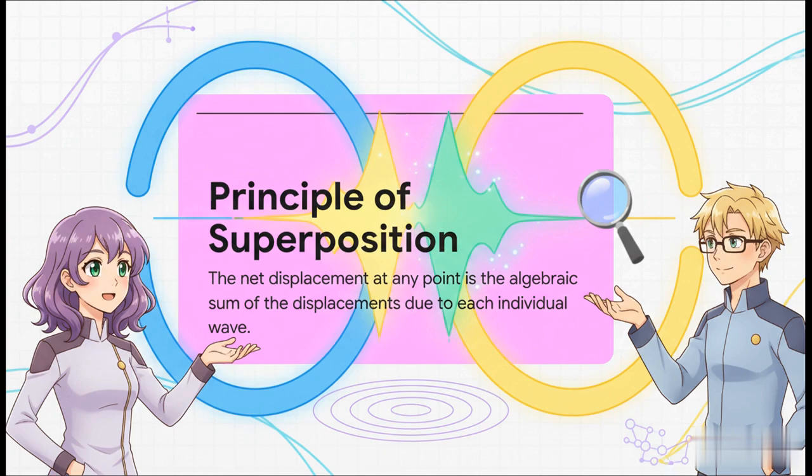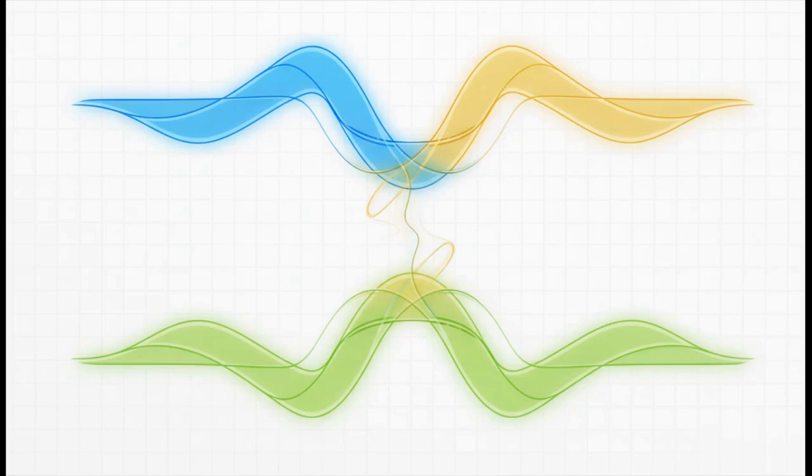It just says that waves pass right through each other, and at any given moment, the resulting shape is simply the sum of the individual waves. This one simple idea leads to the amazing phenomenon of interference. So, what happens when two waves that are in phase, meaning their crests and troughs line up perfectly, overlap? Well, you get constructive interference. Their individual amplitudes literally add together, creating a brand new wave with a much larger total amplitude.